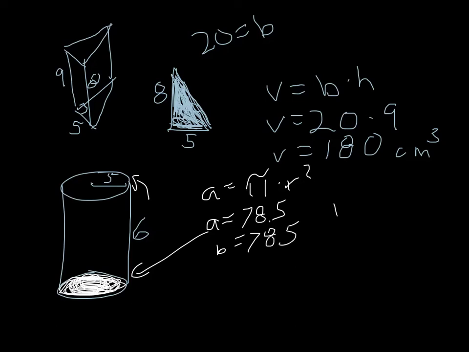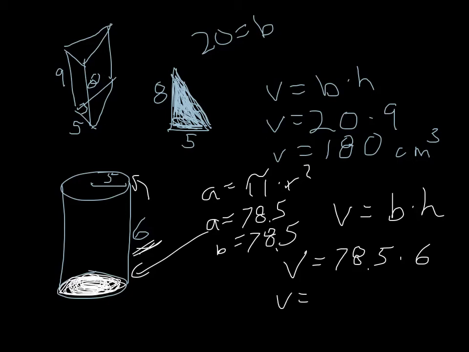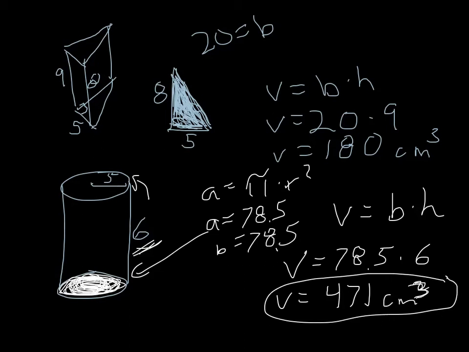So we can call this the base equals 78.5. Again, volume equals the base times the height, and in this case our height is 6, so volume equals 78.5 times 6, and we will get the answer of volume equals 471, and the units are not squared, cubed units. Cubed. Okay, let's try some cones and pyramids.